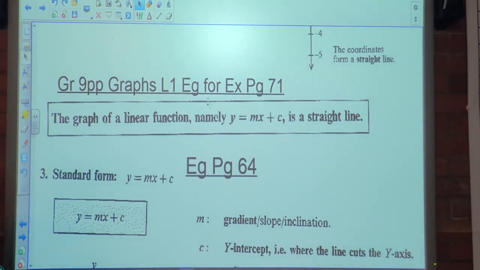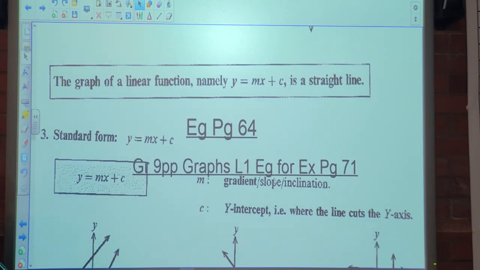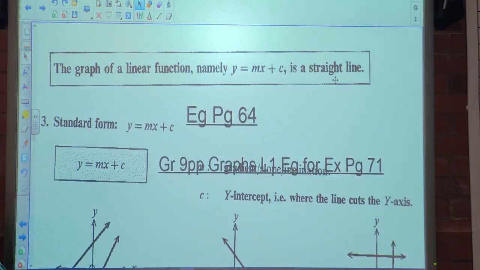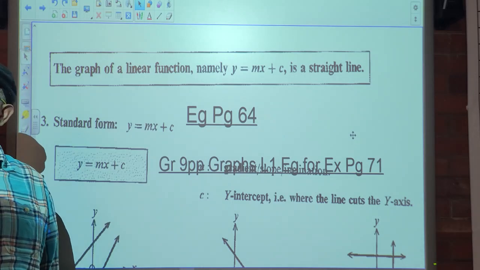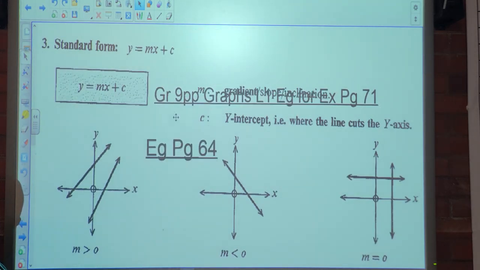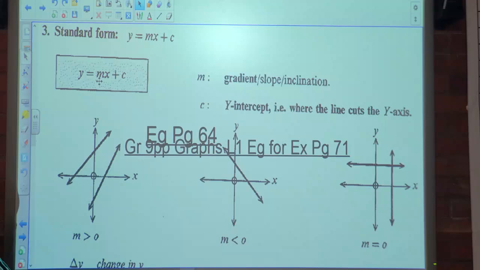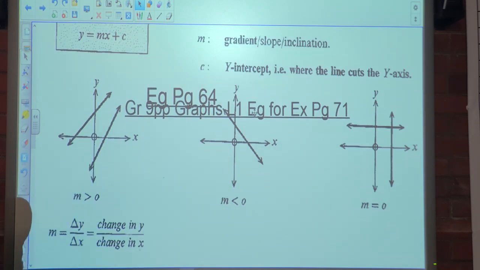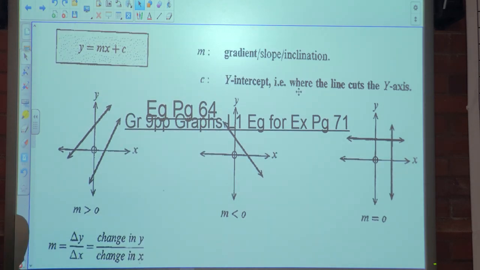So from here we derive that the graph of a linear function, namely y is equal to mx plus c, is a straight line. People, linear also means straight line. So linear means one. Alright. So the standard form is y is equal to mx plus c, where m is your gradient, slope or inclination. Inclination angles, and the incline of the graph is also your gradient. In grade 11 we calculate the inclination angle, or the angle that the linear graph makes with the x-axis. C is your y-intercept, in other words, where the line cuts the y-axis.